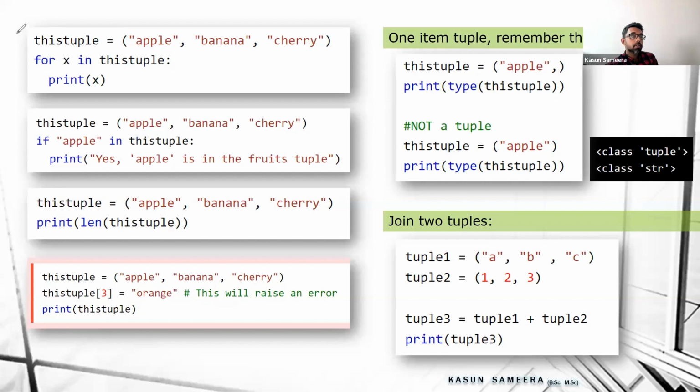But what's happened here in the first program here? This tuple has 3 values. How are you going to identify a tuple? How are you going to differentiate a tuple with a list?